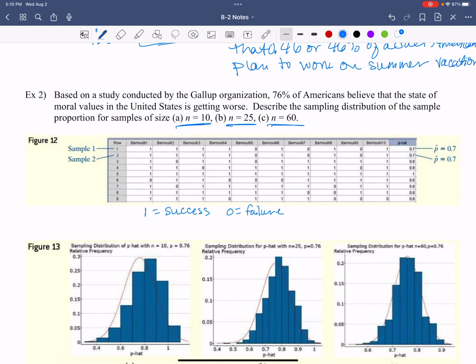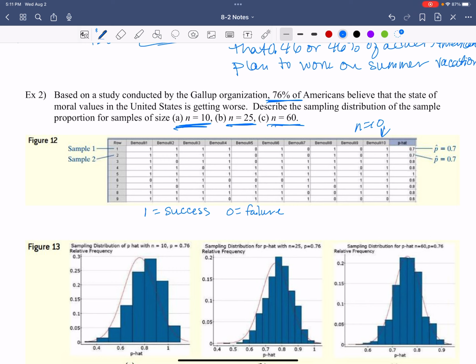So 76% of Americans believe that the state of moral values in the U.S. is getting worse. Yes, I agree. No, I don't. Success, failure, right? So that's kind of how that plays out. This is just data that's put out there. So we're just looking at this big pile of data. Now, based on this data, this one is set up as 10. So we have a sample of 10, 25, and 60. So this is the sample here where n is equal to 10. And then you can see that data.